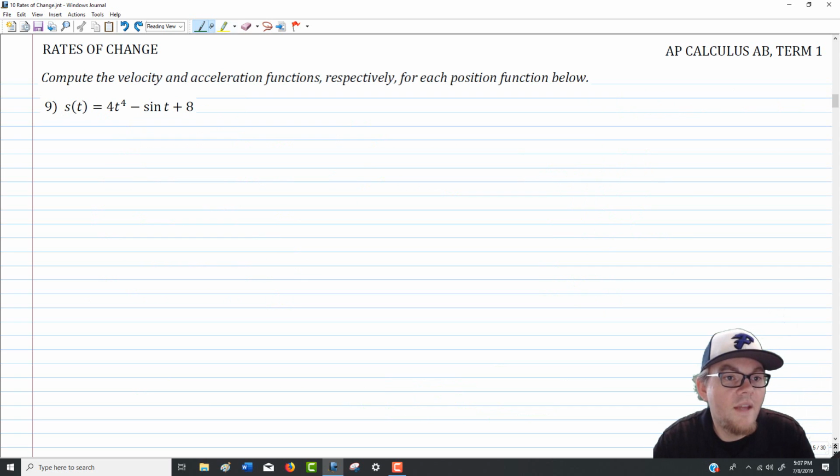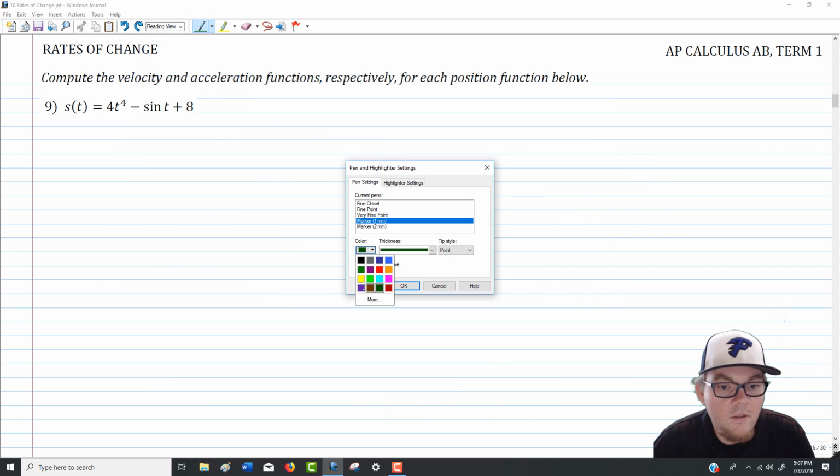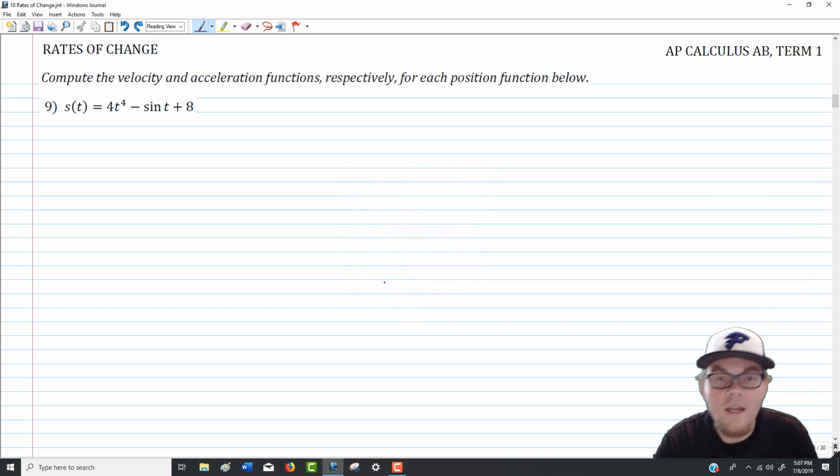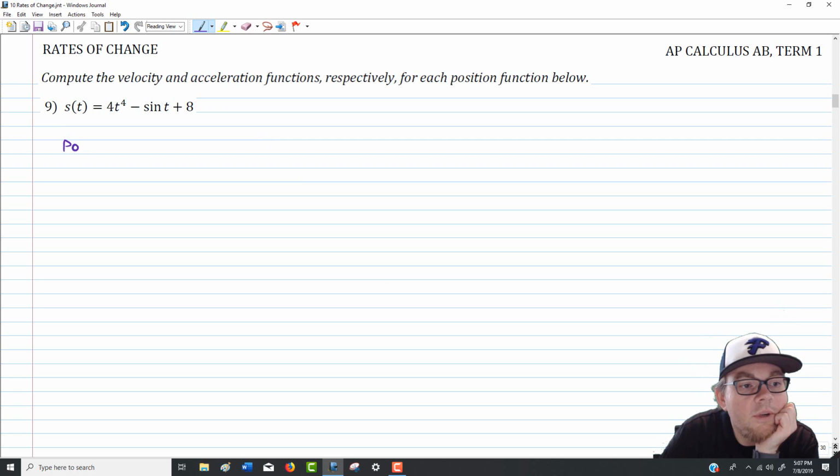Okay, that brings us then to question number 9. Question number 9 comes from the section asking you to use those simple applications of higher order derivatives that we looked at earlier involving position, velocity, and acceleration. Some basic physics stuff. So in this section, they ask us to compute the velocity and acceleration functions for each position function below. So the implication is, of course, that we are starting with a position function.